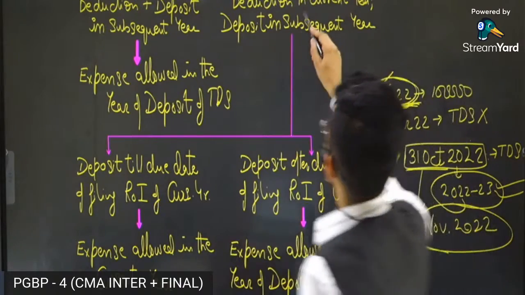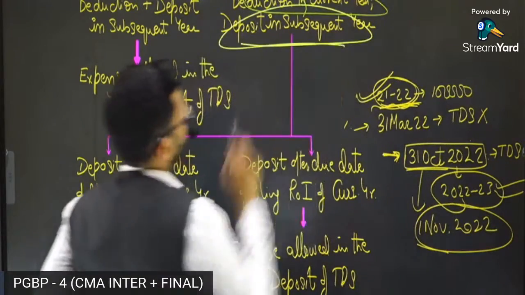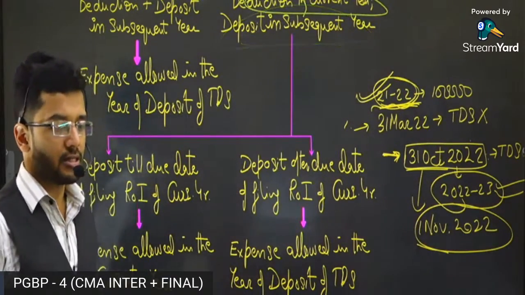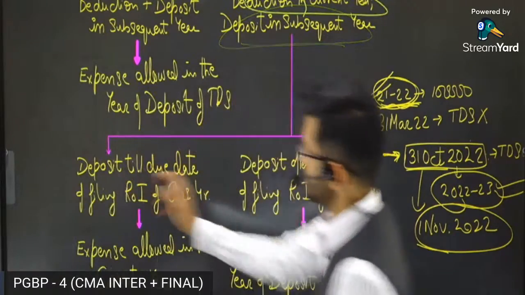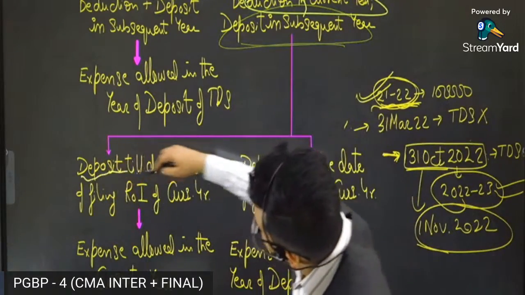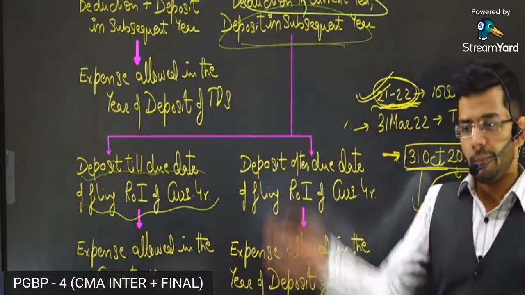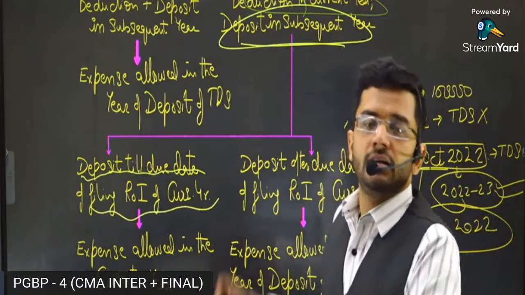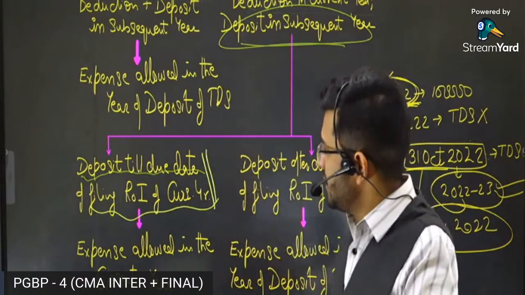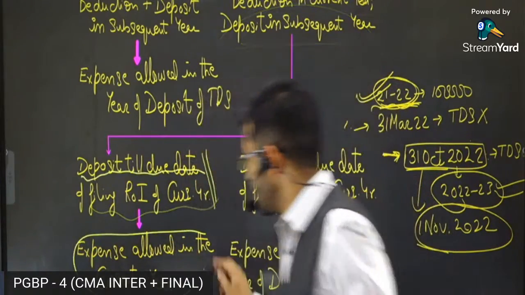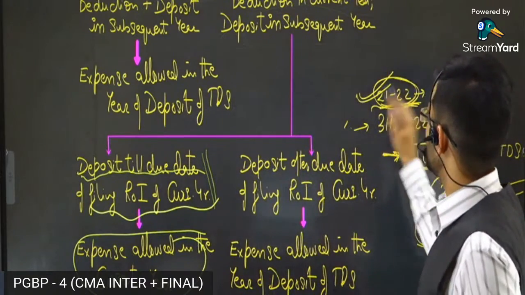So you have made the deduction in the current year, but you have not made the deposit in the current year. You have made the deposit in the subsequent year. What will happen? Two cases, guys. Deposit of TDS till the due date of filing of return of income of the current year: if you have deposited the TDS till the due date of filing of ROI in the current year, then the expense is to be allowed in the current year itself. In our case, the current year was 21-22.